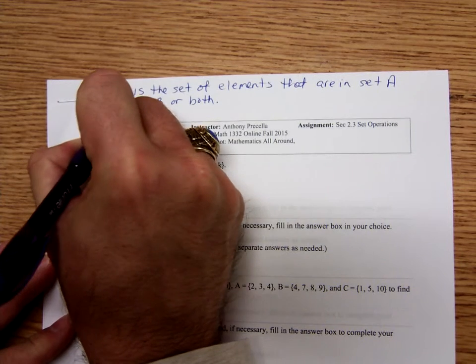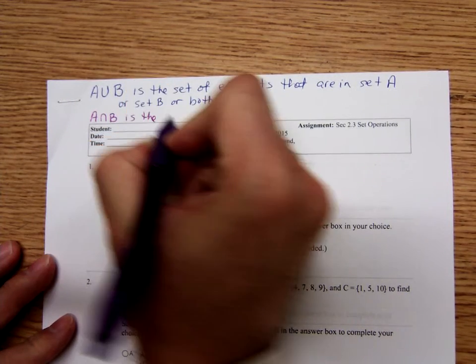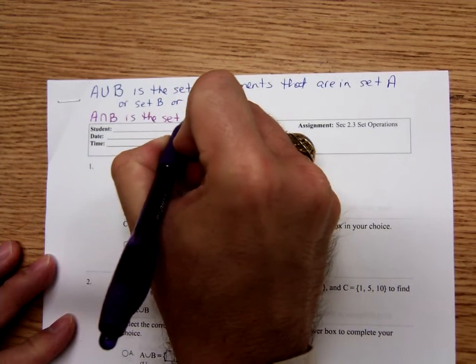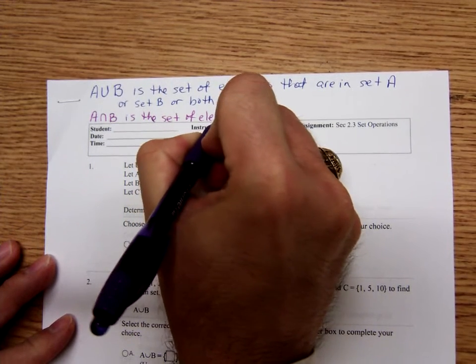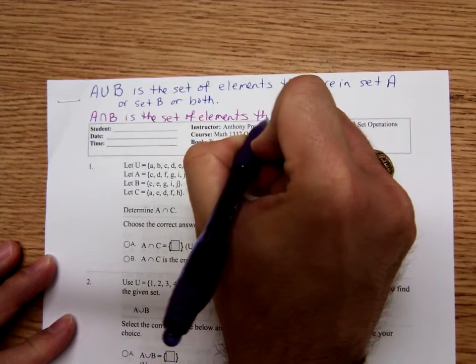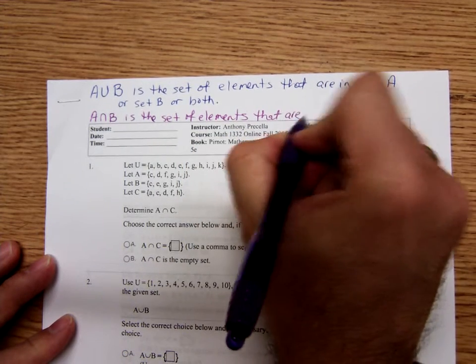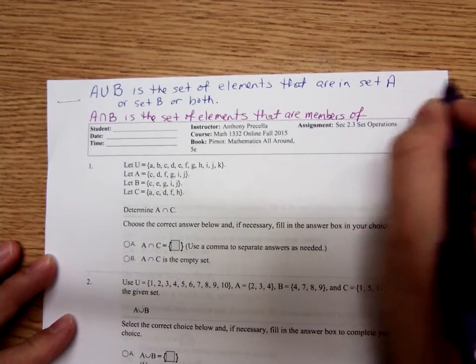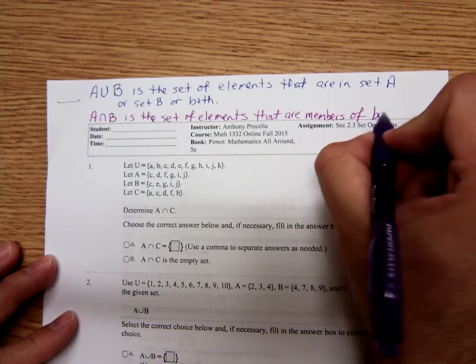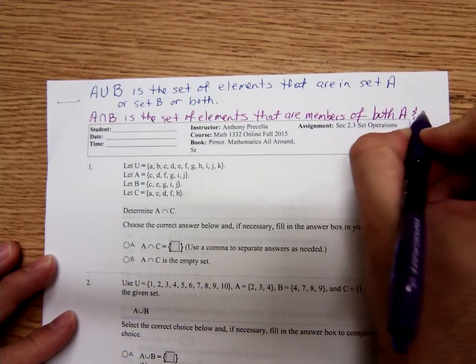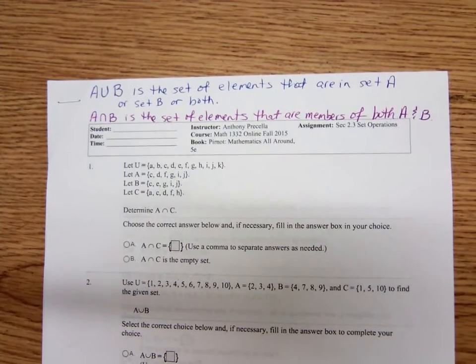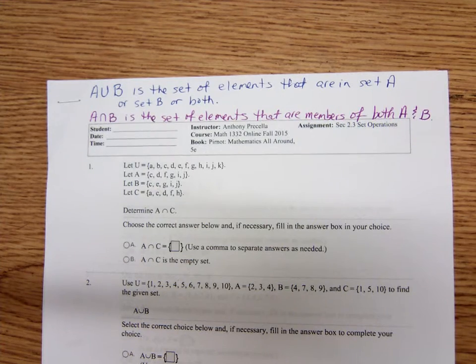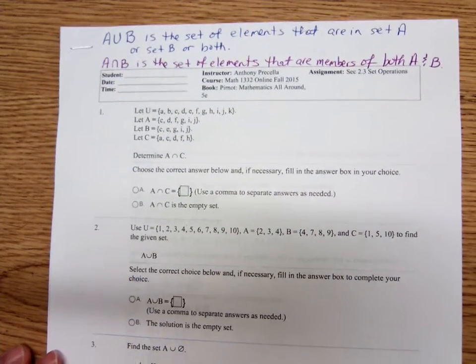A intersect B is the set of elements that are members of both A and B. So the intersection is the stuff that's in both sets. The union is stuff that's in one or the other, or maybe both. So on problem number 1, y'all see that?